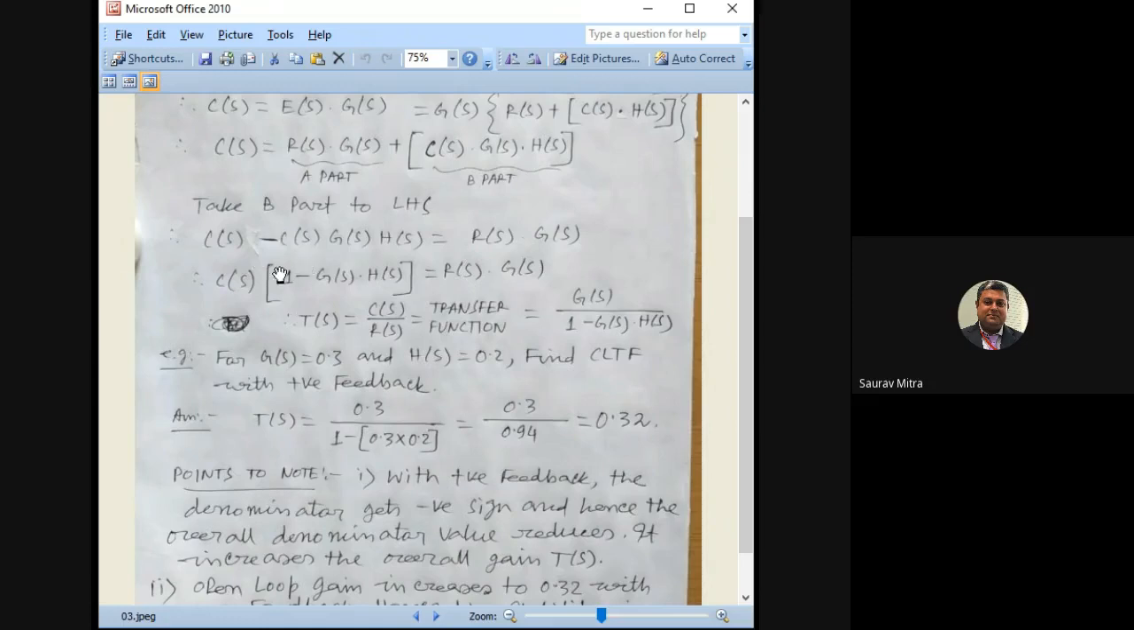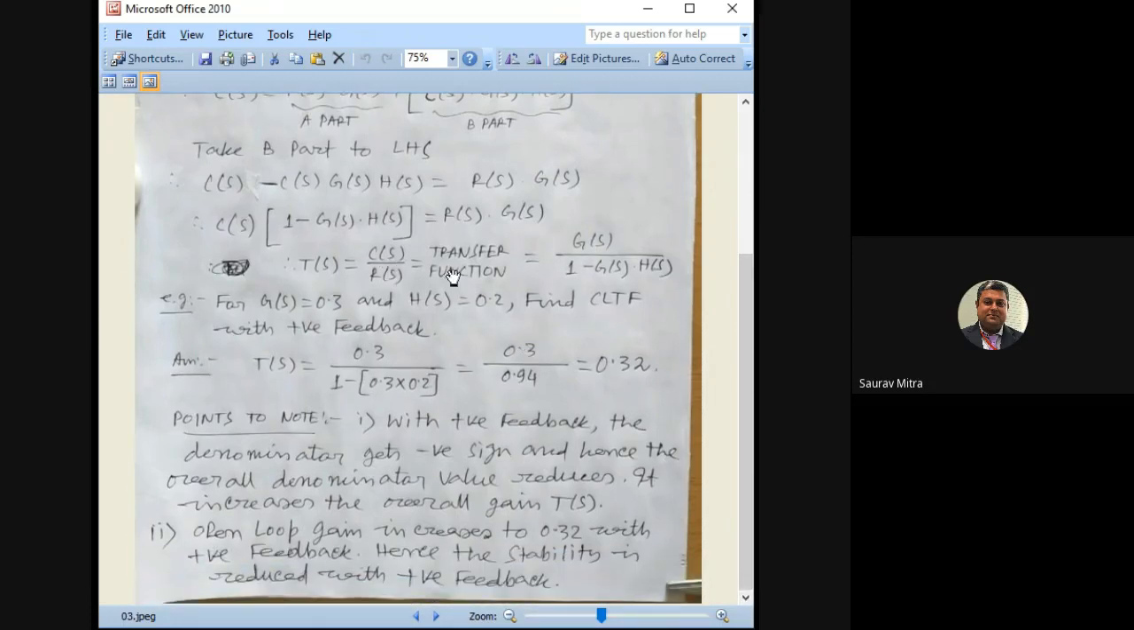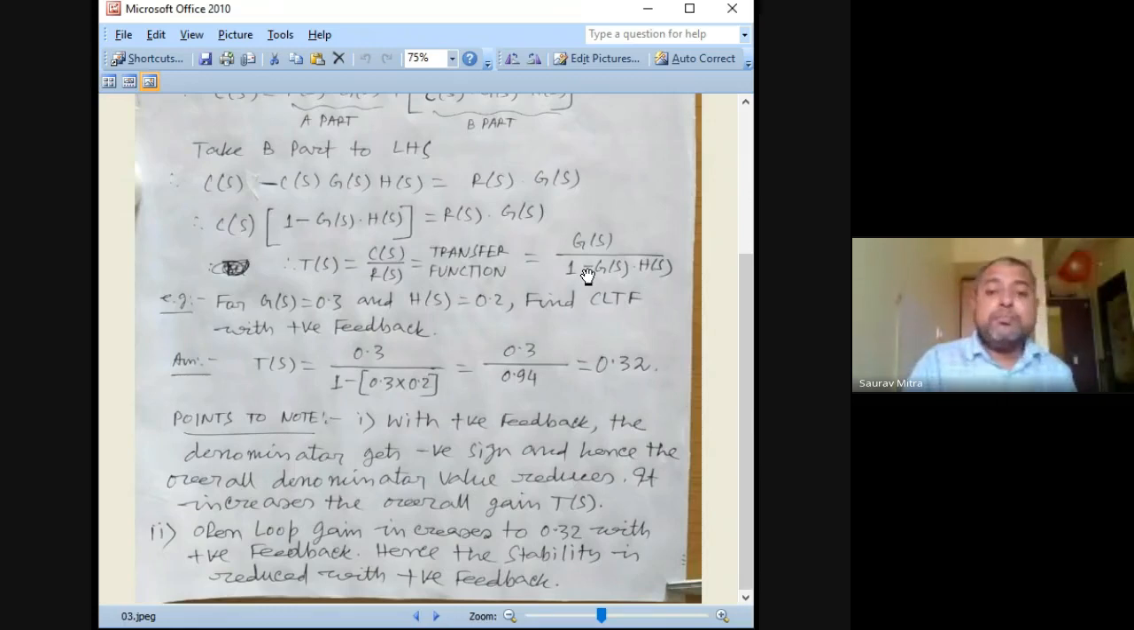Now from this, take CS common, so it becomes 1 minus GS HS, equal to RS into GS. So from here you find CS by RS. We are finding CS by RS equal to GS divided by 1 minus GS HS. So with positive feedback, the denominator is reducing, because with negative feedback it was 1 plus GSHS. Now with positive feedback it becomes 1 minus GSHS.